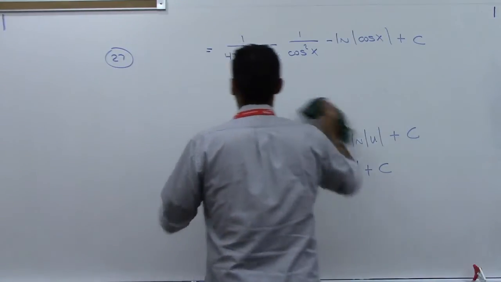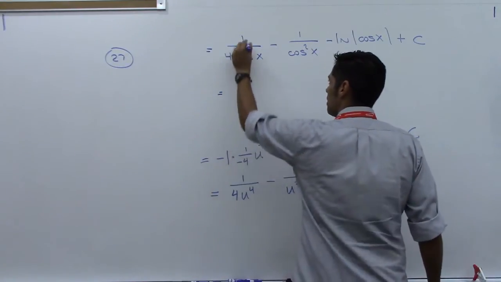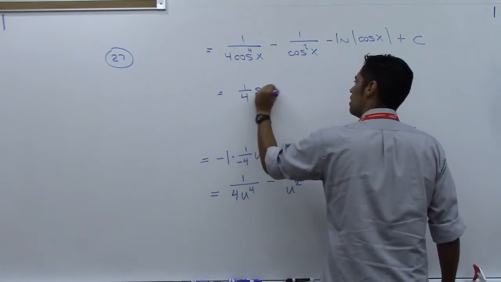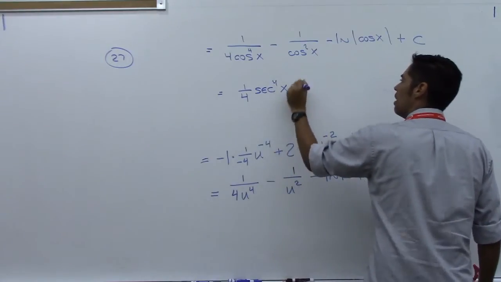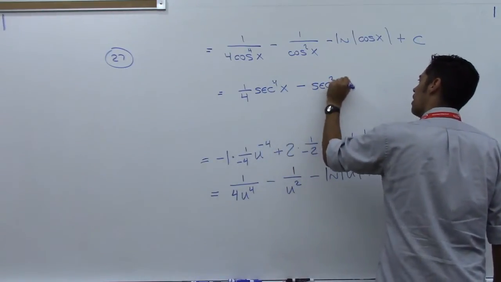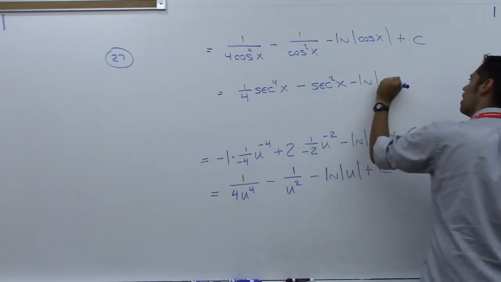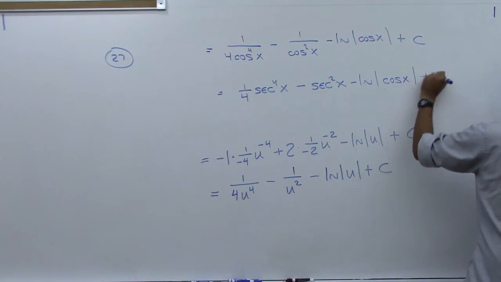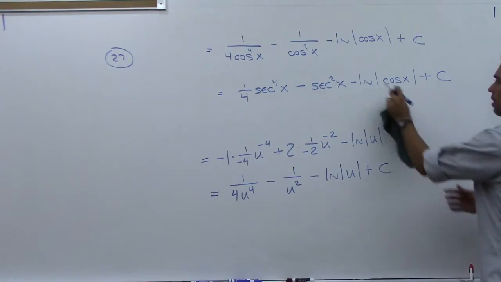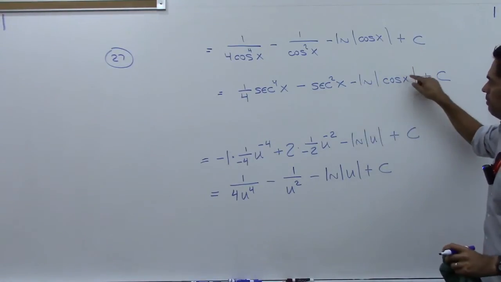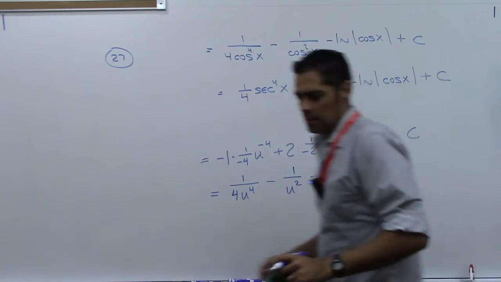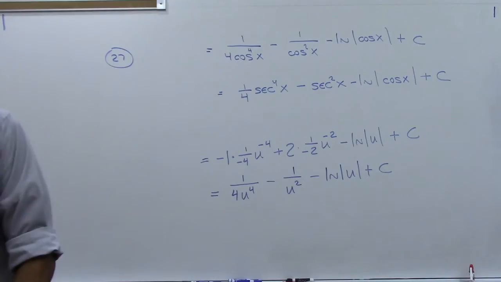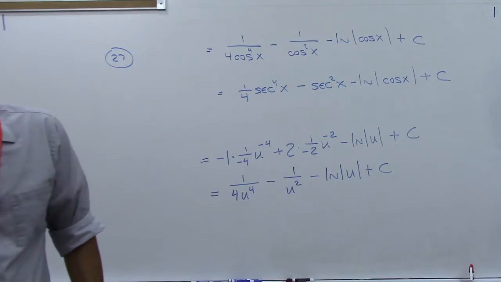So I could rewrite these if I wanted to, as I still have a 1/4, but this 1 over cosine of the fourth is secant to the fourth x. This one right here would be secant squared x, and then minus natural log cosine of x and plus c. And the book might even take that negative and put it up here and make that 1 over cosine and make that a secant. Let me see if this one has an answer real quick, what they do with that. Yeah, they do that at the end.